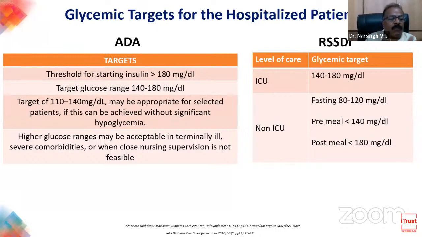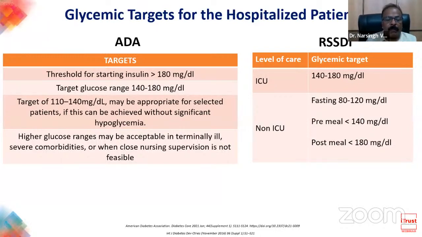So the target of 110 to 140 milligram per deciliter may be appropriate only for selected patients if this can be achieved without significant hypoglycemia. If anybody can have this value without significant hypoglycemia, then of course it is better. But most of the time, when we are trying to achieve this target, hypoglycemia sets in. Higher glucose ranges may be acceptable in terminally ill patients, or patients with severe comorbidities, multiple comorbidities, or when close nursing supervision is not available, our staff is not so trained, and they are not able to supervise it for more accurate time.